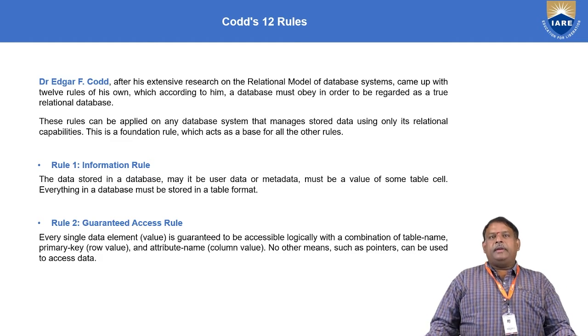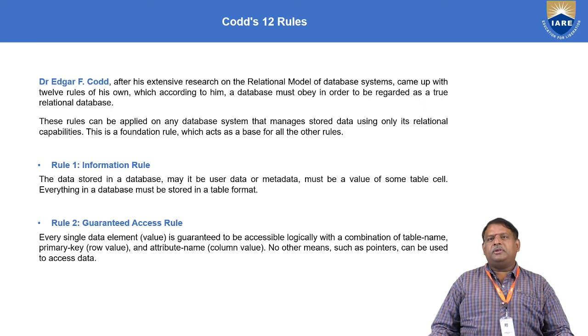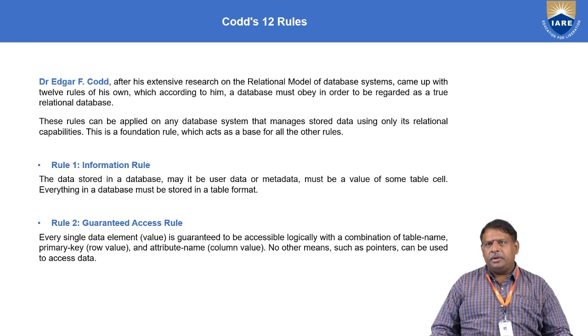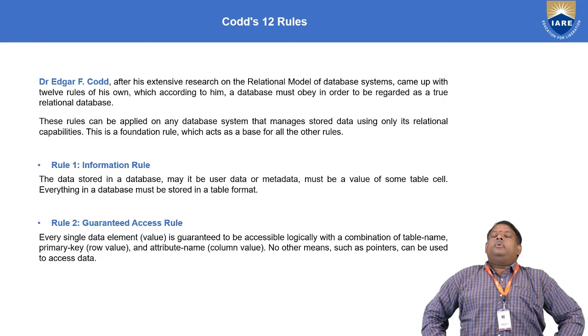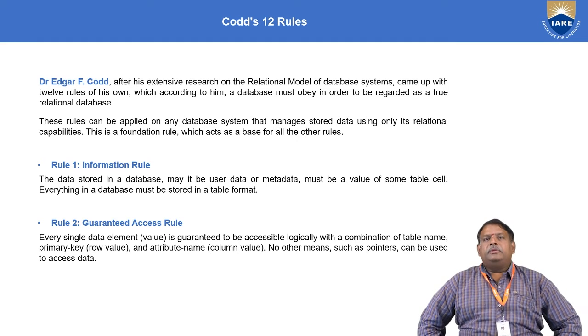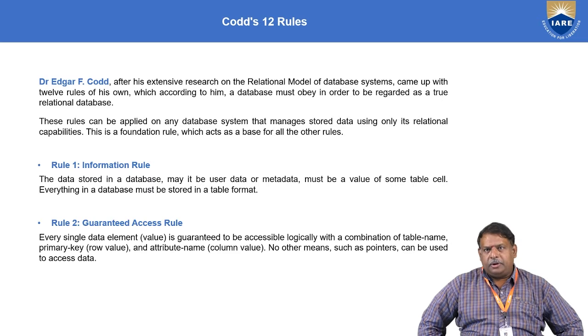Dr. Edgar F. Codd, after his extensive research on the relational model of database systems, came up with 12 rules of his own, which according to him a database must obey in order to be regarded as a true relational database. So these rules must be applied in order to be a true relational database. These rules can be applied on any database system that manages the stored data using only its relational capabilities.